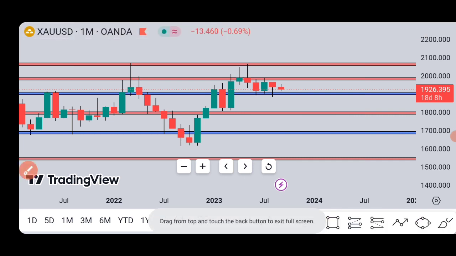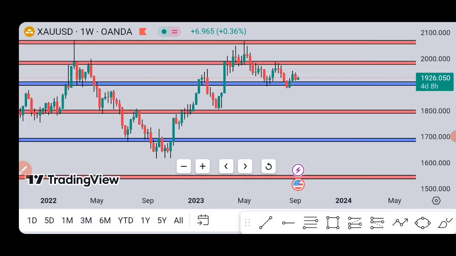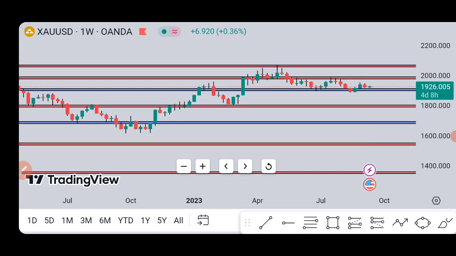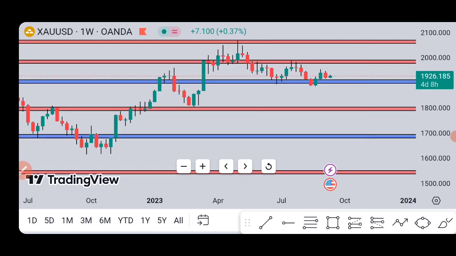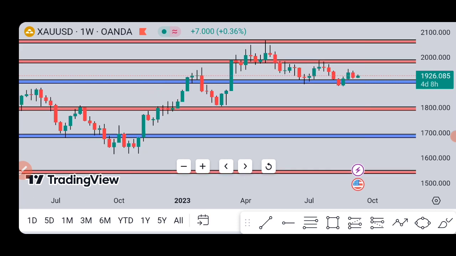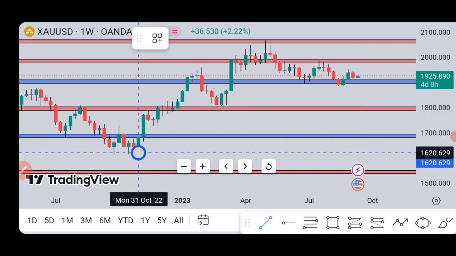So let me go to my weekly time frame. This is my weekly time frame, and the reason why I entered gold, because I'm currently holding this trade, a sell from last week Monday. Yes, I'm currently holding a sell on gold from last week Monday, but I still have my personal reasons. So this is why I entered gold.